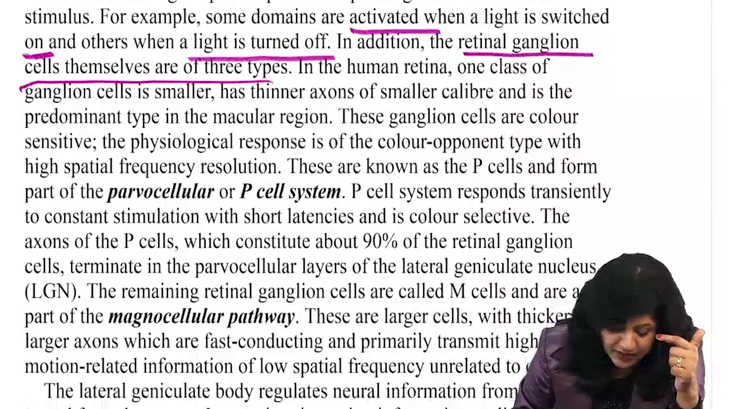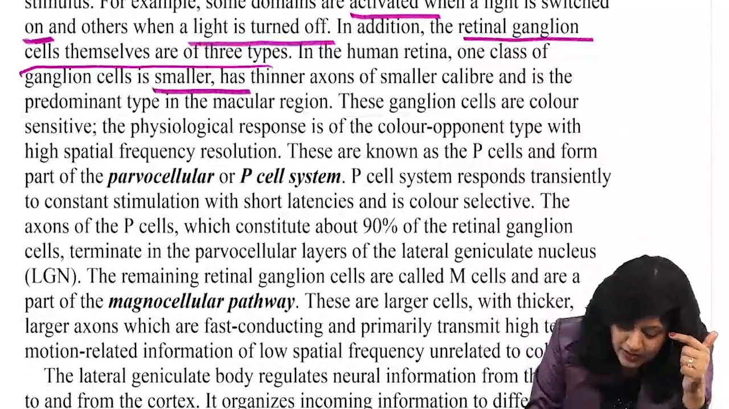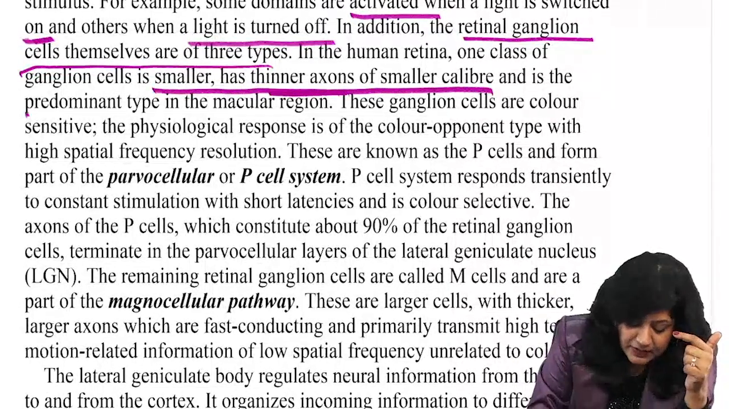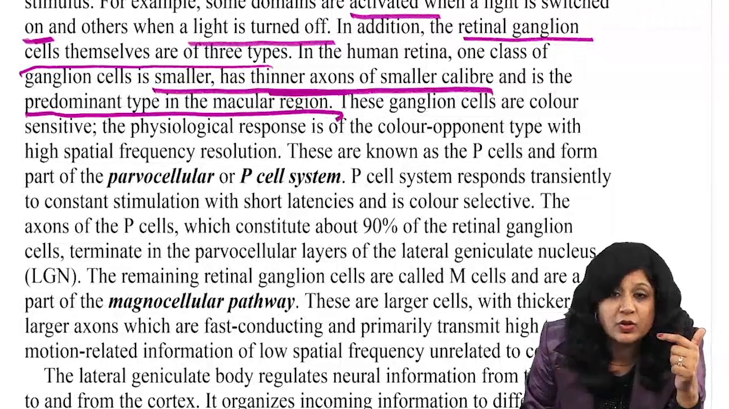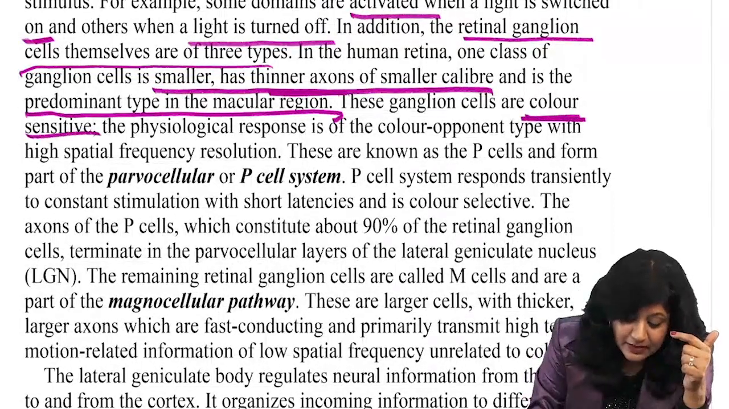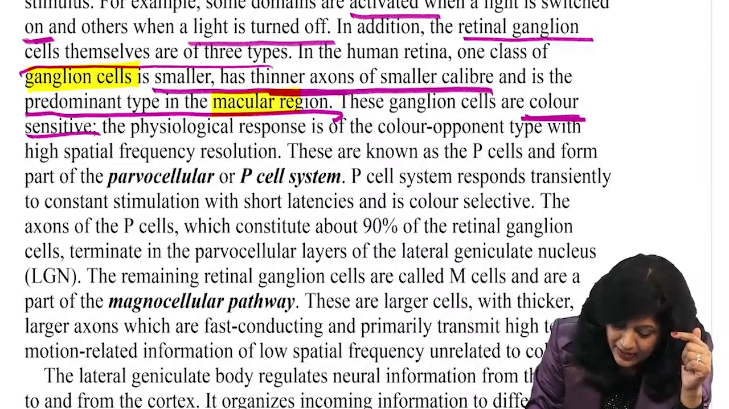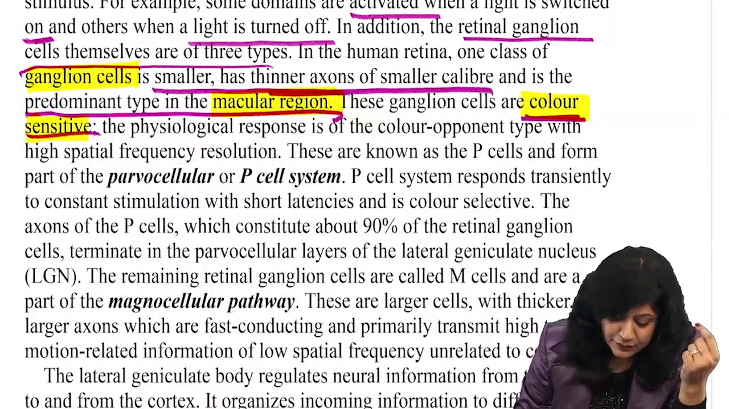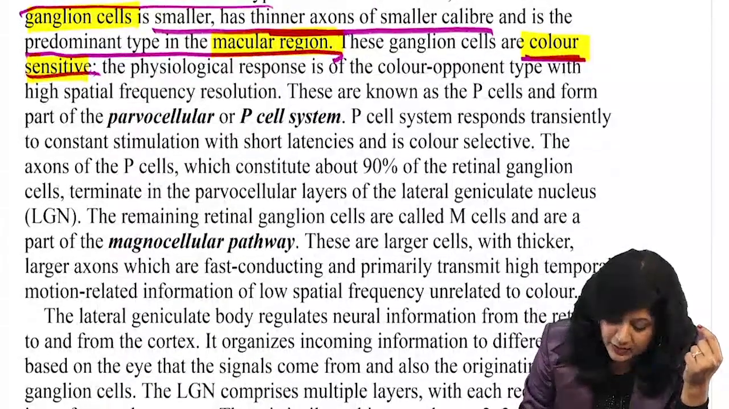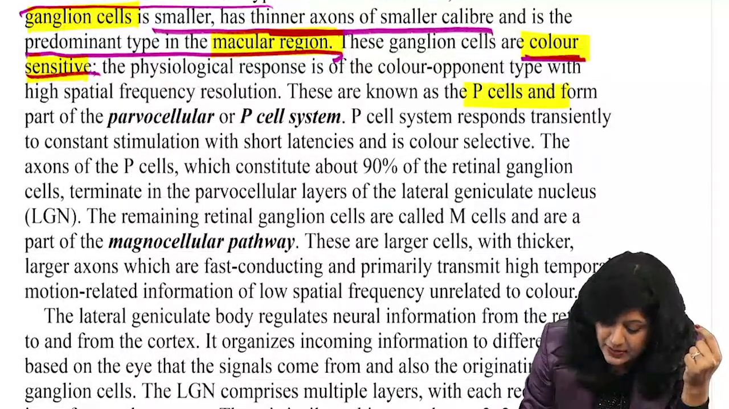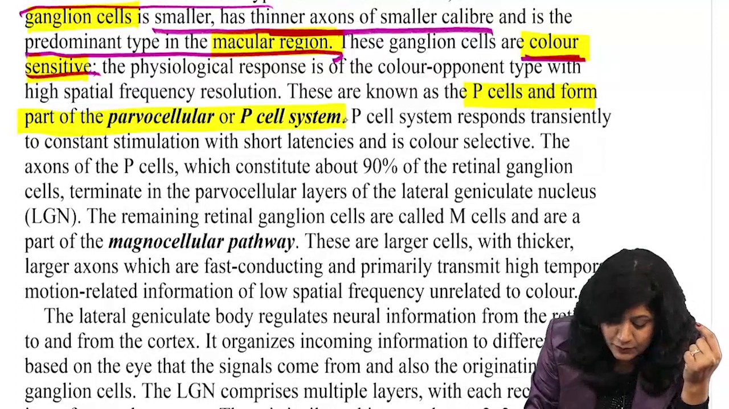In the human retina, one class of ganglion cells is smaller and has thinner axons of smaller caliber, and that one is predominant in the macular region. These ganglion cells are color sensitive, and that makes sense because they are present in the macular area, so obviously they have to be color sensitive. The physiological response is of the color opponent type with high spatial frequency. These are called P cells and form part of the parvocellular system.